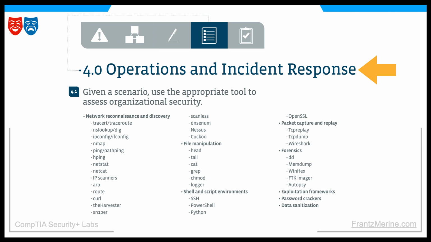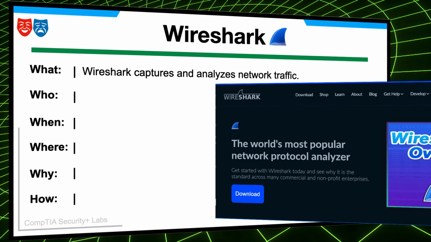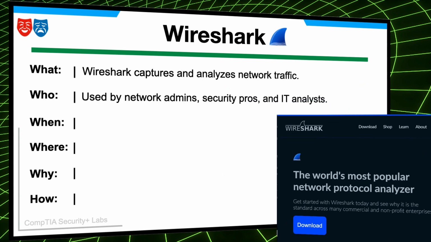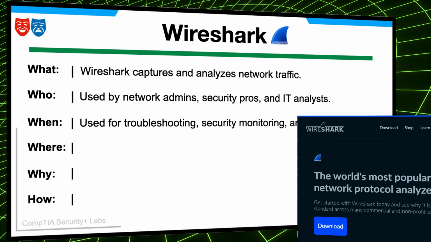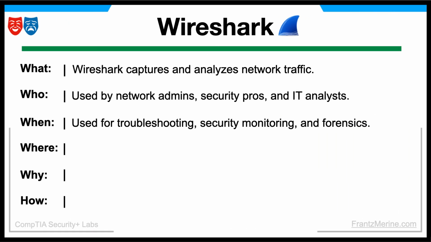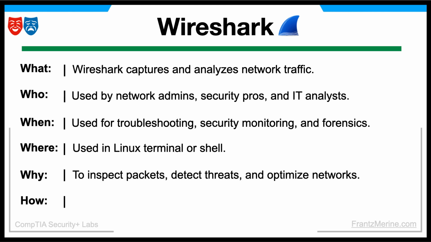So what is Wireshark? Wireshark is a powerful tool for analyzing network traffic. Network administrators, cybersecurity professionals, and IT analysts use Wireshark to monitor and troubleshoot network activity. It is typically used when you need to diagnose issues, analyze traffic, or ensure everything is running smoothly on your network. Wireshark is used when analyzing network issues, detecting security threats, or performing forensic investigations. Wireshark is essential for diagnosing network issues, detecting cyber threats, and optimizing network performance.